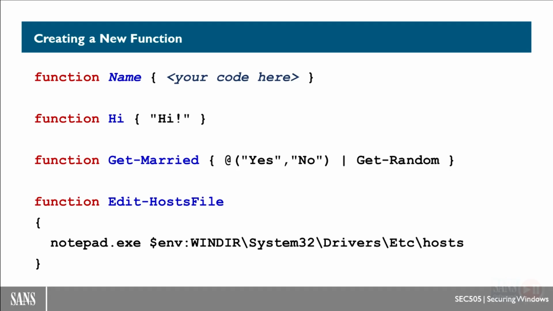For example, the overall syntax here is the keyword function, followed by a name that you invent for your function, and then followed by a script block. You place your code inside the squirrely braces. As you can see in the slide, you could have a function named hi, and all it does is, well, say hi when you run the function.